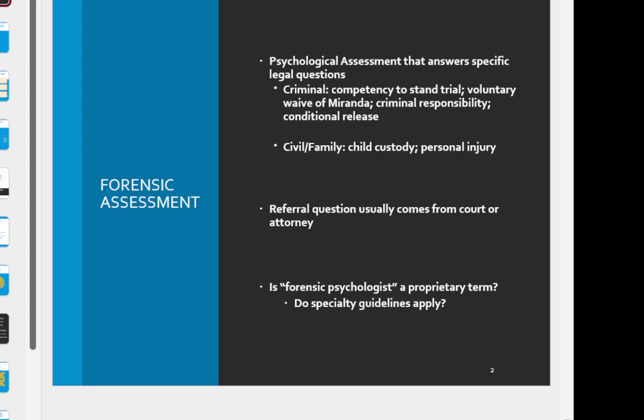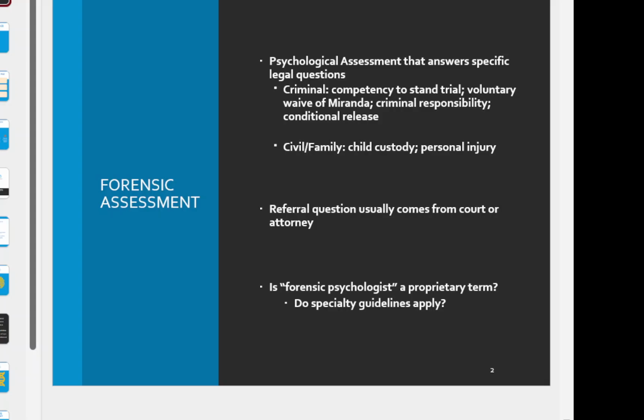Here we may be looking at the juvenile's maturity, their mental health, their risk for reoffending, and how amenable they may be to rehabilitation. Some other evaluations that we maybe don't think of off the top of our head would be disability evaluations and competency evaluations. So when we're looking at this, the individual's mental and cognitive abilities in the context of disability or even guardianship proceedings will come into play.